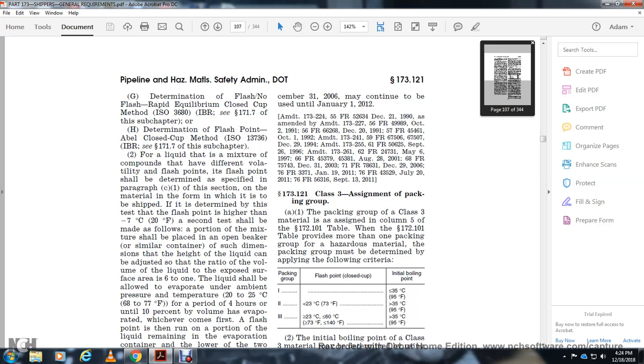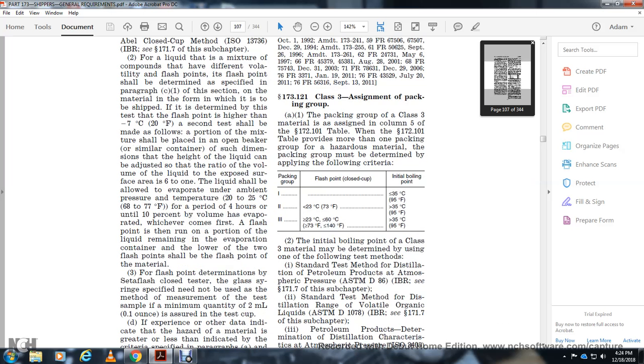The packaging group of a Class 3 material is assigned in column 5 of the 172.101 table. When the 172.101 table provides more than one packaging group for a hazardous material, the packaging group must be determined by applying the following criteria. Packaging groups I and II: boiling points and flash points. The initial boiling point of a Class 3 material may be determined by either one of the following testing methods.